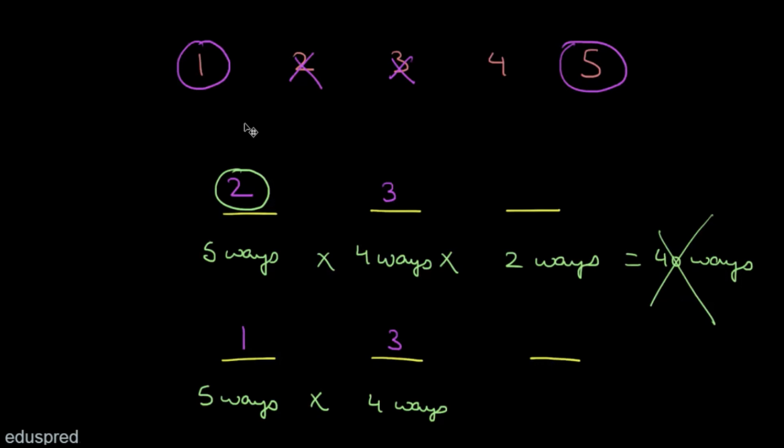Now let's move to the third slot. So having filled these 2 slots, in how many ways can we fill the third slot? Well, note that the number has to be odd. So the only way the number will be odd is if we write a 5 here. So that means there is only one way to fill the third slot.